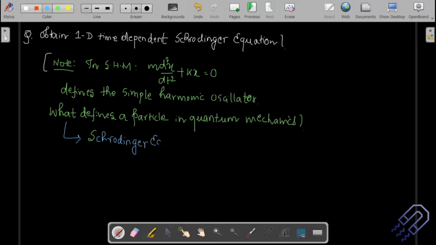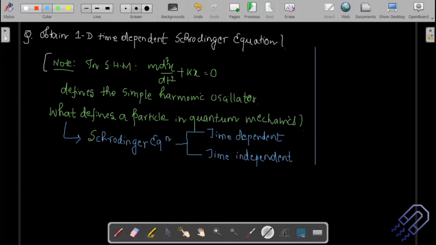And Schrodinger equation, it depends whether the particle is changing its behavior with respect to time or not. We can actually have two kinds of Schrodinger equation. One is called time dependent, and the other one is called time independent.